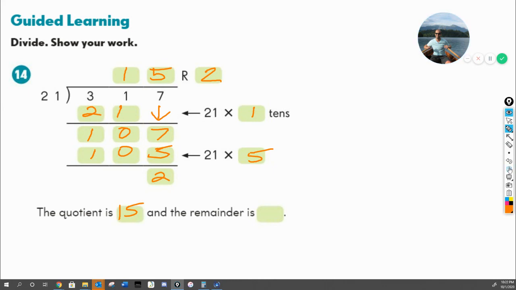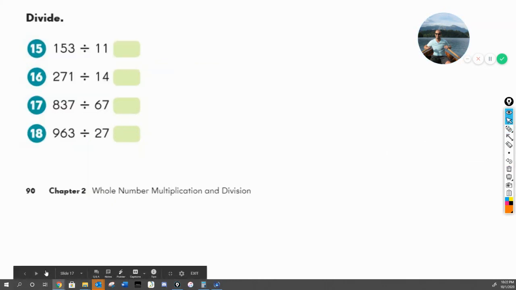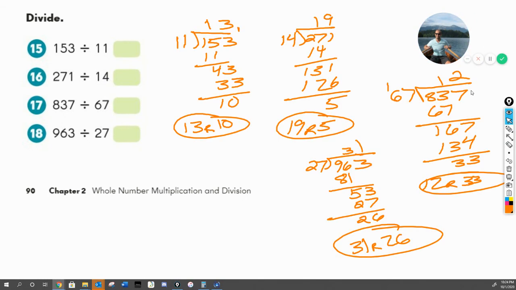Oh, clear screen. Next. Holy smokes, there's a lot of slides in this one, making my head spin. All right, pause, go, solve. Let's cross our fingers. Hope this is the last one. Whew. There's some doozies there. But take a look, 13 remainder 10, 19 remainder 5, 12 remainder 33, and 31 remainder 26.